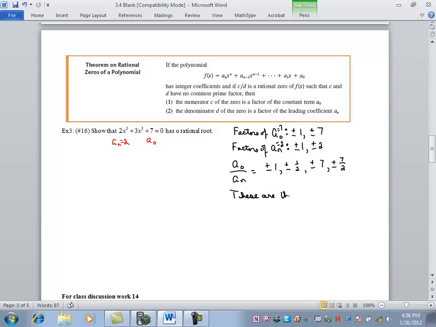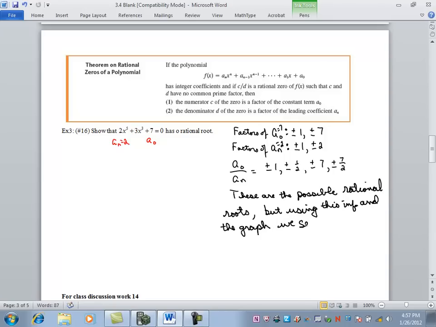So what we can note here is that these are the possible rational roots, but using this info and the graph, we see this polynomial has no rational roots.